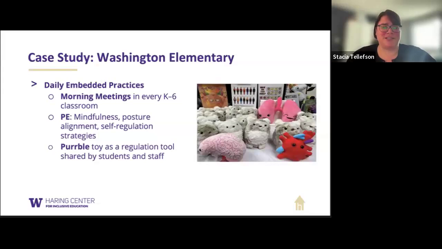In the picture on the screen, you see a table full of Purbles. They are the little stuffed animals that are gray and look like maybe small bears. They're also next to a stuffed brain, heart, and lungs.